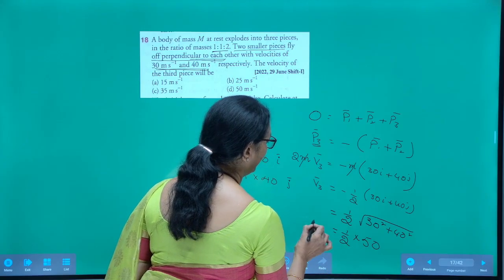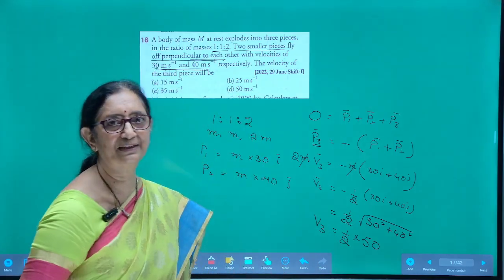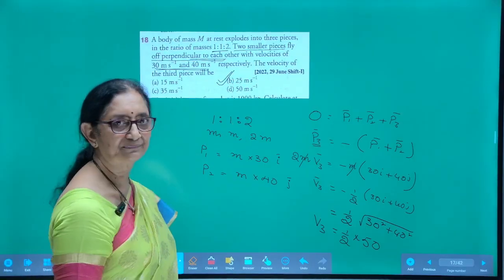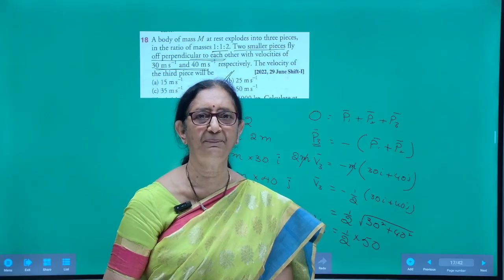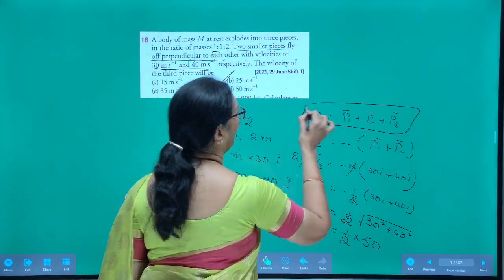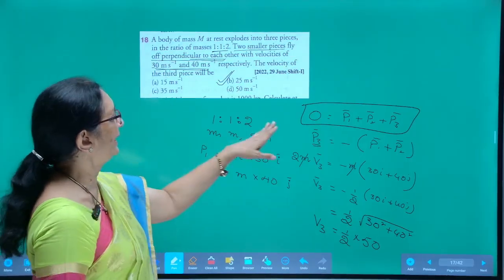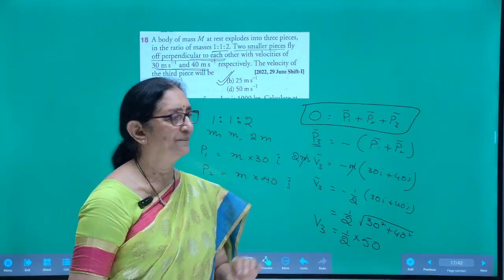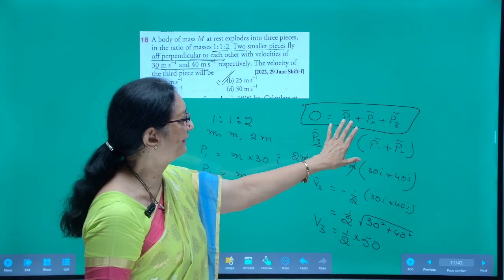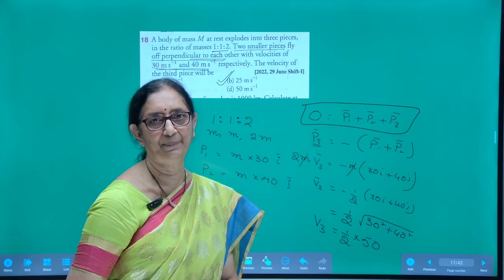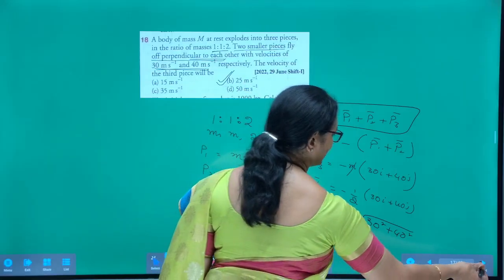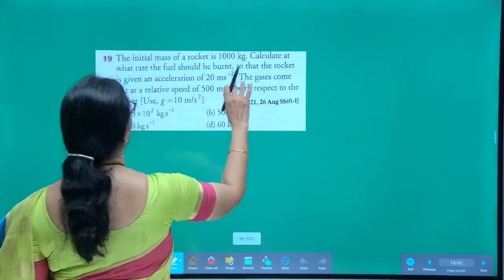Half into 50 is the magnitude of velocity of the third piece, that is 25 meter per second. Okay, that's a common model repeated several times in several exams. Here, a bomb at rest, or a body at rest, explodes into 3 pieces. Initial momentum is 0, final momentum is for the 3 pieces P1 bar plus P2 bar plus P3 bar. So, just the concept, we use the concept of vectors here. Let us move on to the next problem.